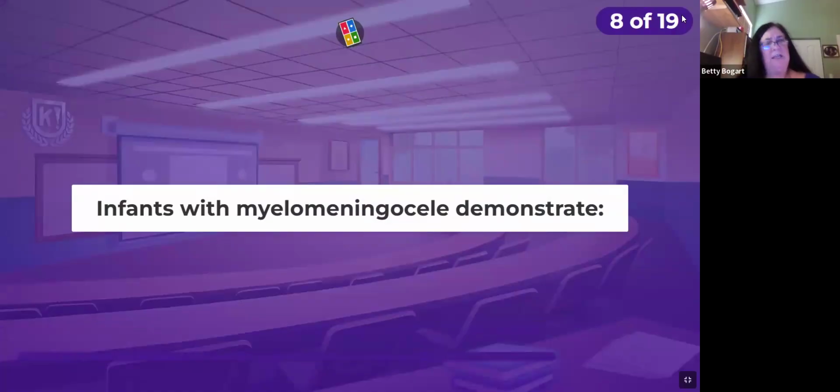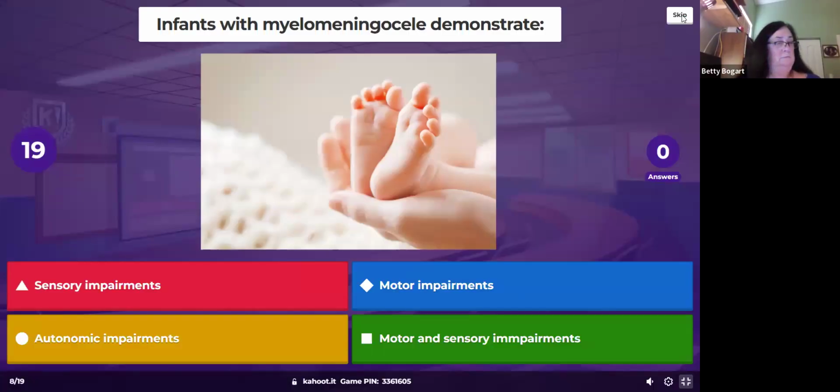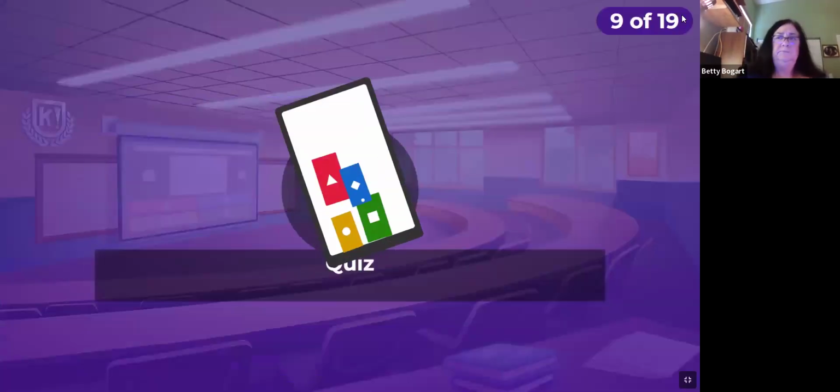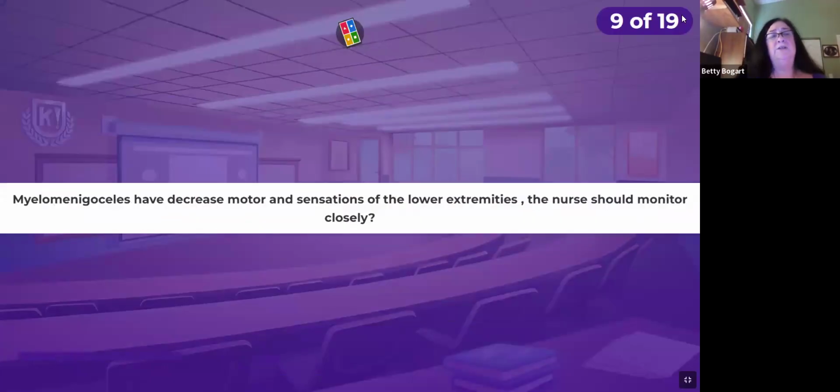Infants with a myelomeningocele demonstrate what? My meninges and spinal cord have been ripped up and out at that lumbar spine area. What would they look like? So we know that their movement and the sensation in the lower extremities is going to be decreased at some point. Some are completely, they don't feel anything, and others, they do have feeling, but not complete. Myelomeningocele have decreased motor and sensation of the lower extremities.